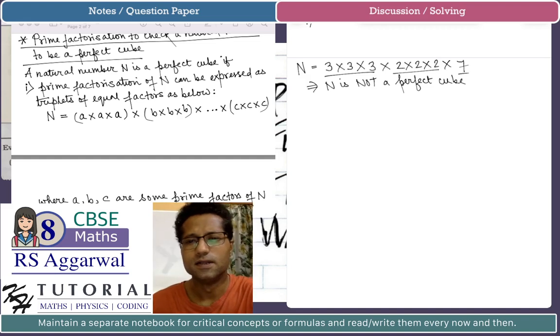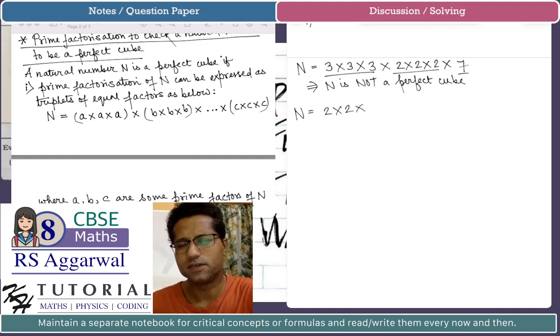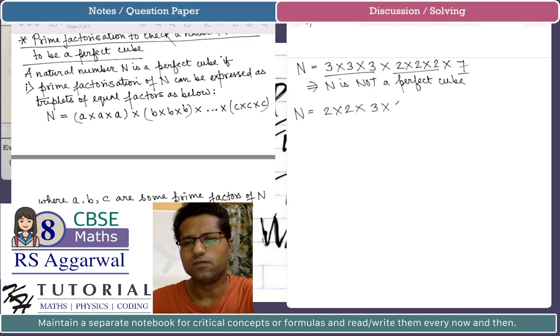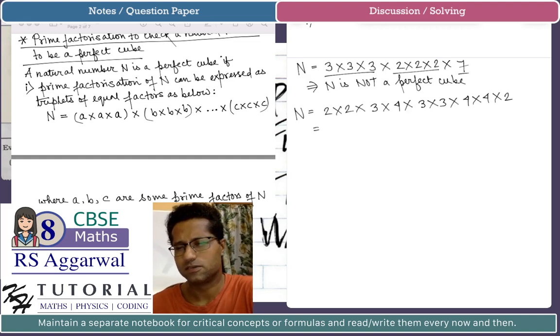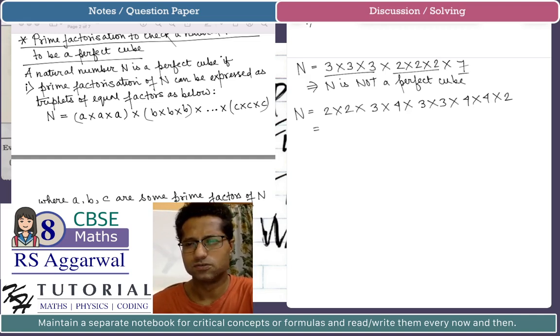Now whatever the value of n is, I don't know, that is not important. Let's say after prime factorization we find that n is equal to 3 into 4 into 3 into 3 into 4 into 4 into 2 into 2 into 2. Let's say this is the prime factorization of n, even though the order is very weird. Now we have to form the triplets of equal factors, so I will start with the prime factor 2.